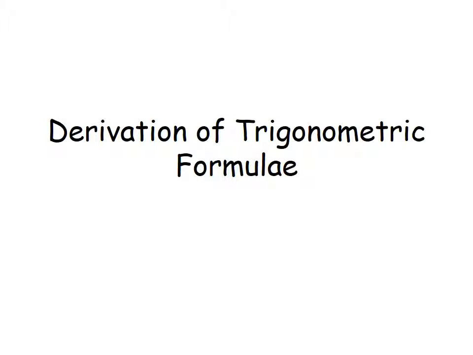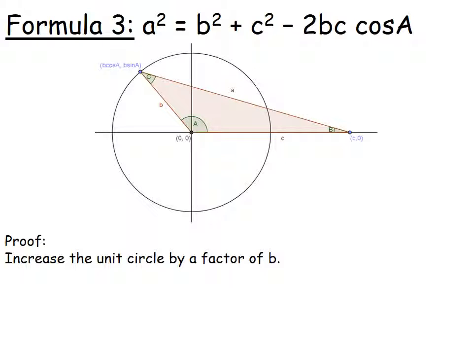Okay, we will now tackle the derivation of trigonometric formula 3, and this formula is the cosine formula. So we have a circle, what looks like our unit circle. We have the point out here on the end coming out to another outside of the circle, creating this triangle.